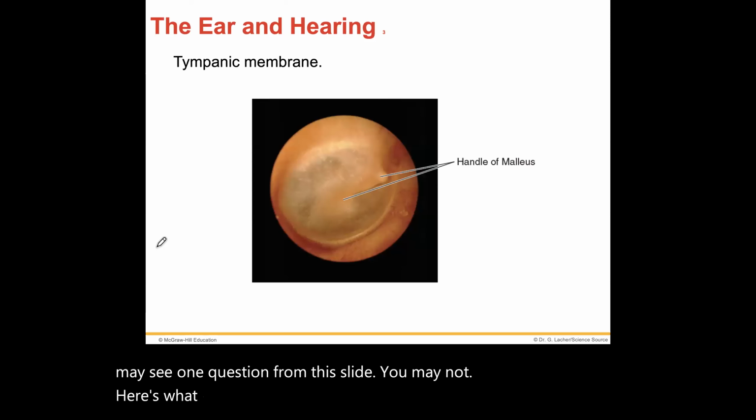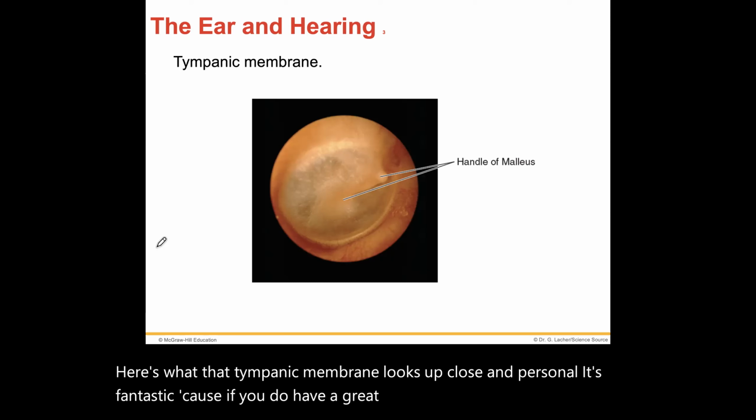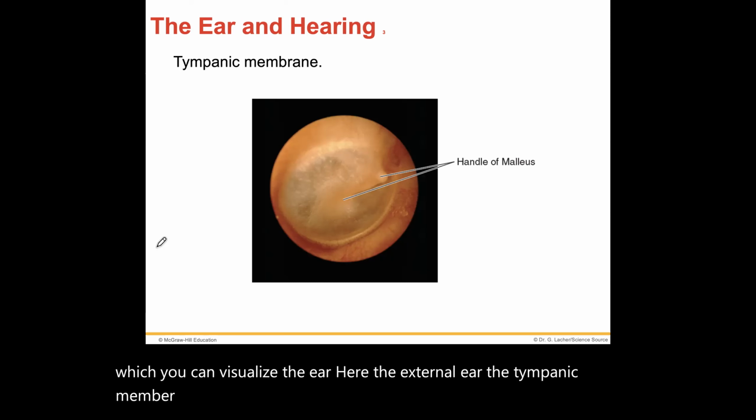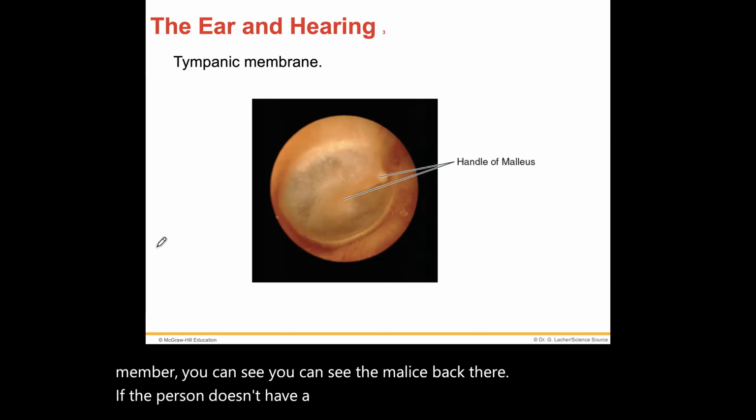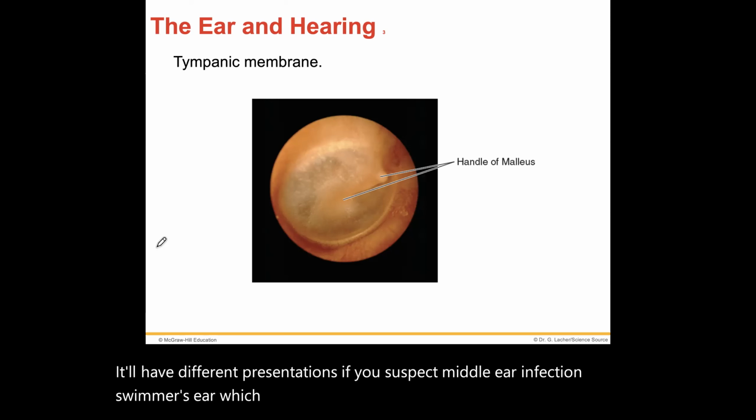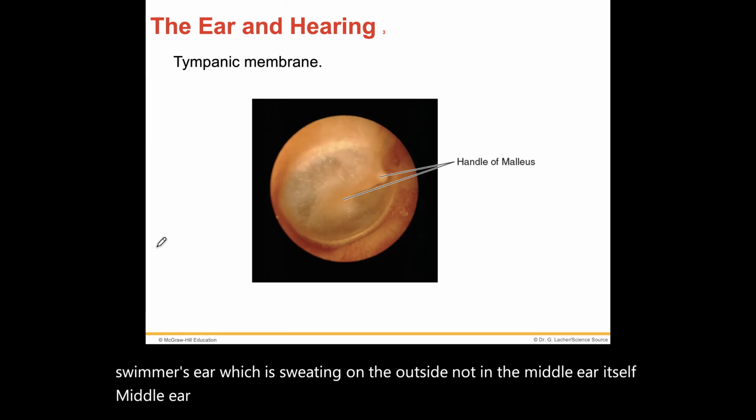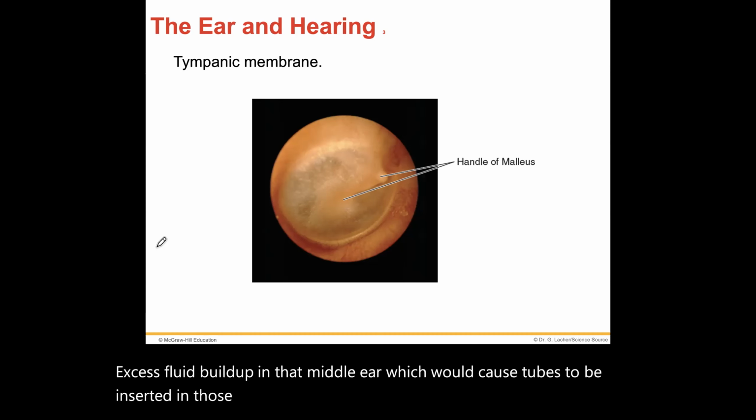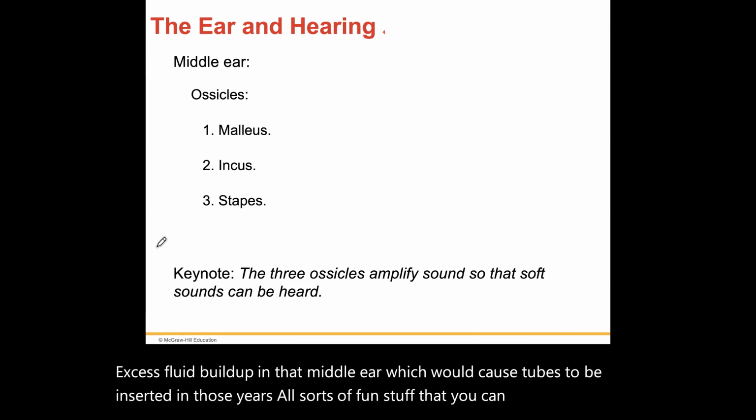Here's what that tympanic membrane looks like up close and personal. It's fantastic because if you have a great otoscope, a tool with which you can visualize the external ear and the tympanic membrane, you can see the malleus back there, if the person doesn't have a buildup of earwax at all. It'll have different presentations if you suspect a middle ear infection, or swimmer's ear, which is swelling on the outside, not in the middle ear itself. Middle ear infections involve excess fluid buildup in that middle ear, which would cause tubes to be inserted in those ears. All sorts of fun stuff that you can see with an otoscope.